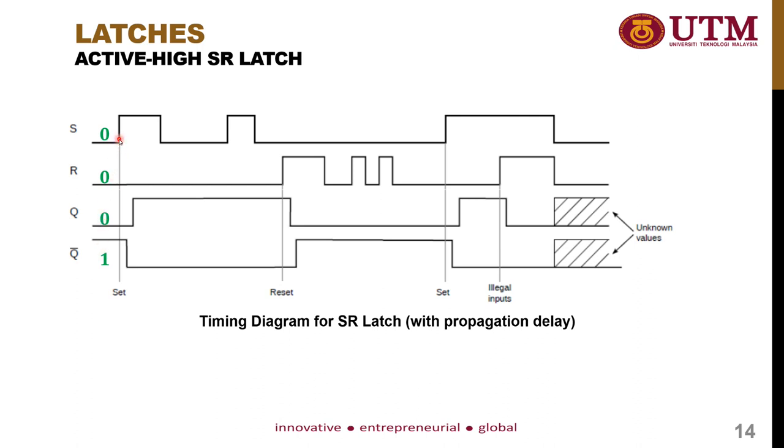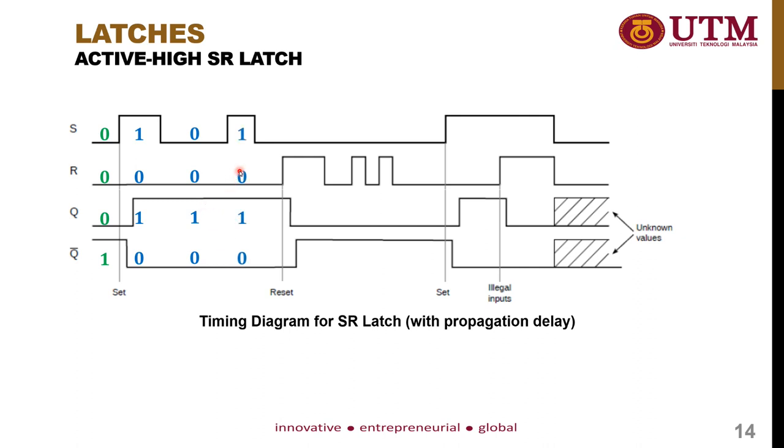And then the next changes of S and R, we see that when S is set to 1 and R is set to 0, it means that the latch is in set mode. When it is in set mode, Q will become 1 and Q bar will become 0. And then in the next stage, we see that S equals 0 and R equals 0. So in this stage, we call it storage mode. So there are no changes of Q and Q bar.